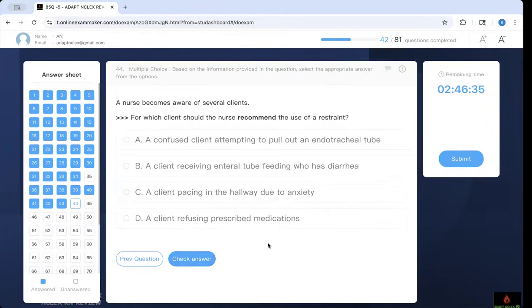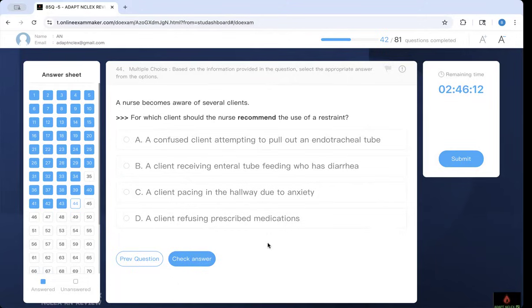A hard one. For which client should the nurse recommend the use of restraint? Who needs restraint? This is a concept you need to know, so write that down. How do I apply this restraint? Which patient needs restraint? That's what the NCLEX is going to ask you. Let's become aware of several clients. They're going to ask you about restraint. Who should you give restraint? What are the indications for restraint?